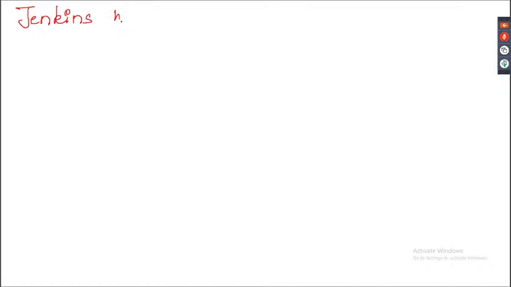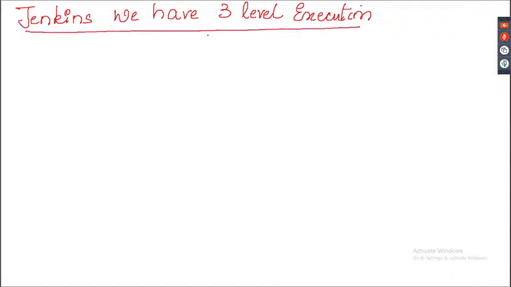In Jenkins, we have 3 levels of execution. In Jenkins, what do we have? We have 3 levels of execution. Please concentrate. First is on demand. On demand means what?